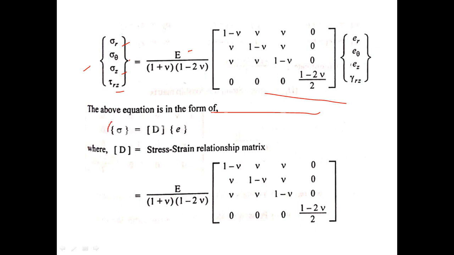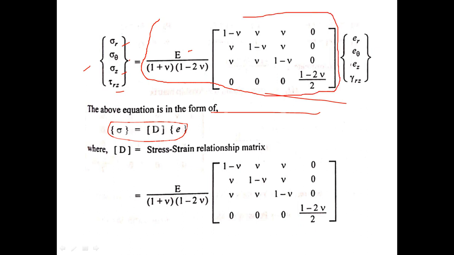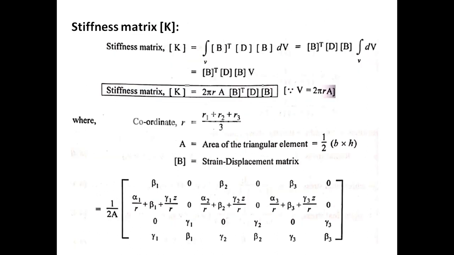And the final one is the temperature effect. The temperature effect Ft means the temperature force. Ft is equal to BᵀD into ε0, especially the thermal strain, into 2π r̄ A. So for the axisymmetric triangular element, Ft is equal to [F1u, F1w, F2u, F2w, F3u, F3w], and the strain ε0 for the temperature effect is equal to [αΔθ, αΔθ, αΔθ, 0].